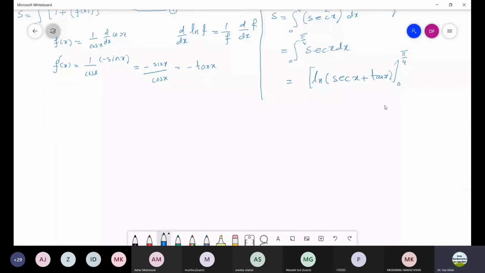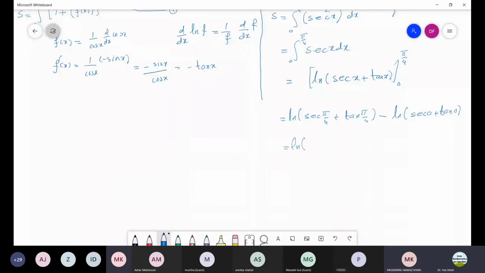So I'm writing here that this is equal to log of secant pi by 4 plus tangent pi by 4, now minus log of secant 0 plus tangent 0. Now use a calculator and tell me the value. I'm just giving you this task. What is secant pi by 4? Just tell me the value of secant pi by 4.